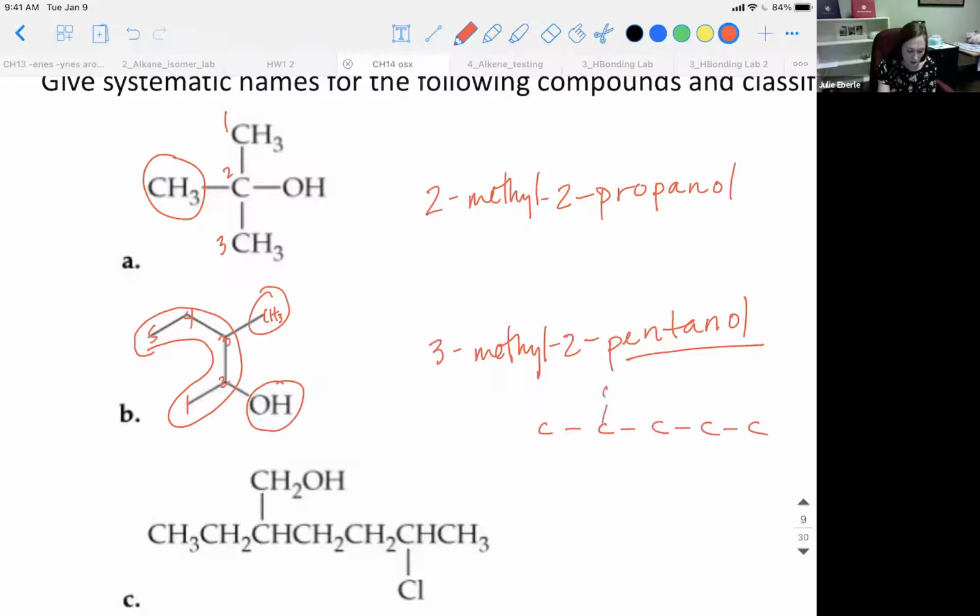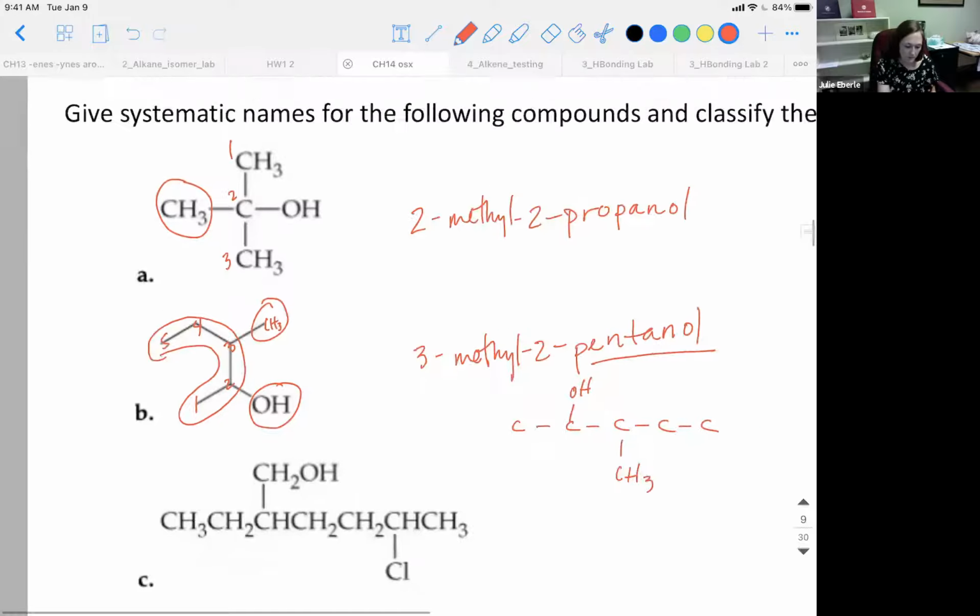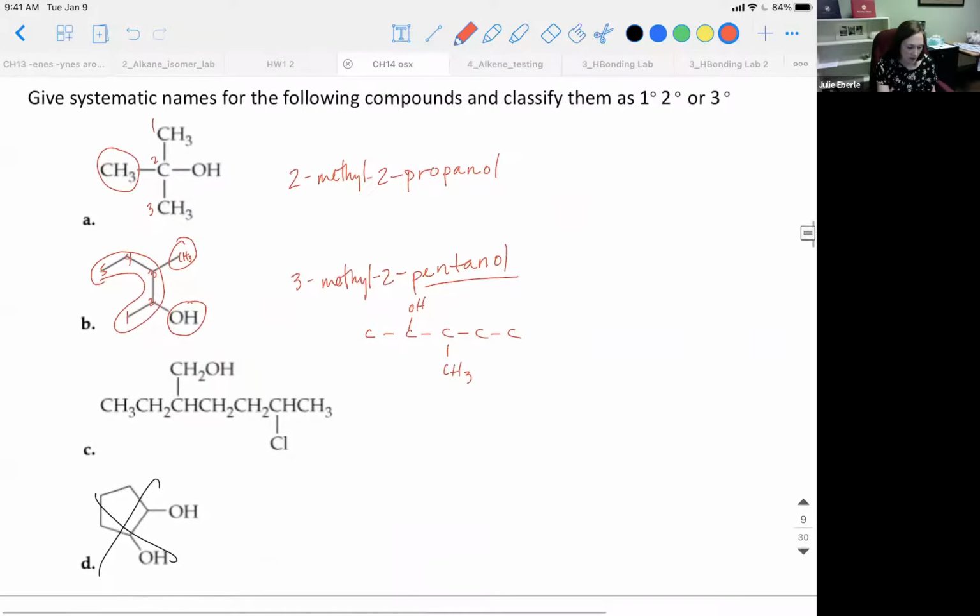And say, okay, carbon 2's got my OH, carbon 3 has my CH3. And then you draw all the hydrogens in. It's just in a line structure, things can be curved and turned like this. Does that help? Okay. All right, I'm gonna let y'all do C on your own.